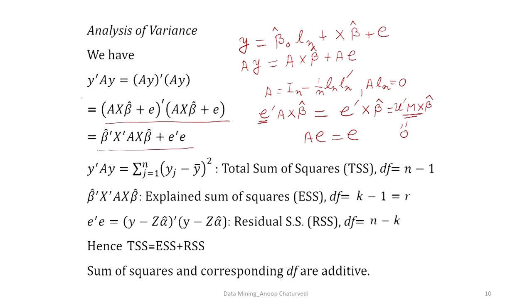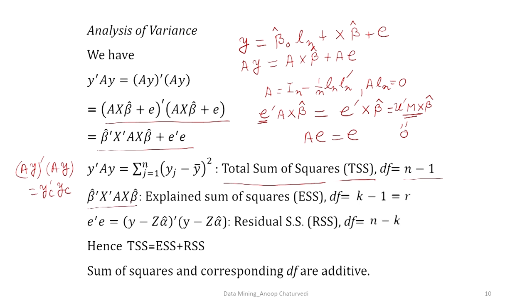Now, what is y transpose A y? You can write y transpose A y as (A y) transpose (A y), and this is equal to y_c transpose y_c, where y_c is the y vector taken as deviation from mean. So, this is equal to summation j equal to 1 to n of (y_j minus y bar) whole square. Now, this is the total sum of squares and it has n minus 1 degrees of freedom because it has n components involved in it, but there is a restriction: summation j equal to 1 to n of (y_j minus y bar) is equal to 0. So, the degrees of freedom is n minus 1.